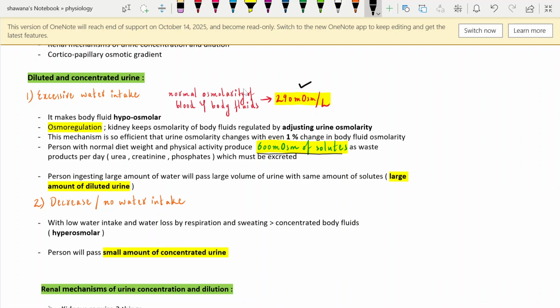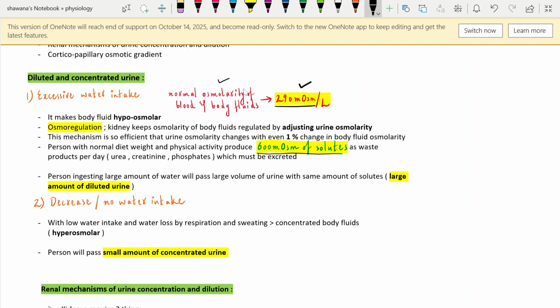So first things first, when a person is ingesting a large amount of water, their body fluid starts to become hypoosmolar. And you know that the normal osmolarity of the blood and the body fluids is approximately 290 milliosmol per liter. Okay, it's the standard. And if the person is ingesting a large amount of water, this blood osmolarity starts to decrease. It means the blood starts to become hypoosmolar, and we cannot afford that, right?